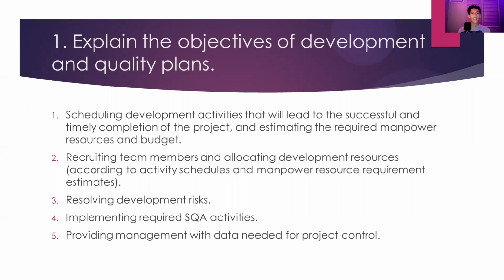Second is recruiting team members. When you recruit team members, you have to recruit the members that are suitable for that kind of activity, according to the activity schedules and manpower resource requirement estimates. And then third is resolving development risk. In order to achieve a good development and quality plan, you have to resolve the development risk. And then fourth is implementing required SQA activities, or what you call software quality assurance.